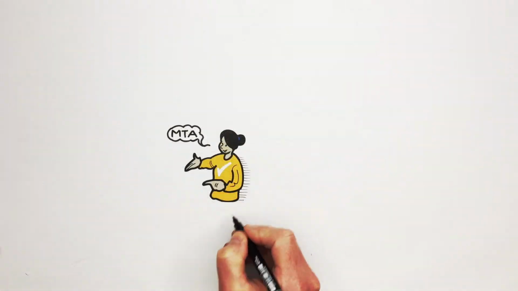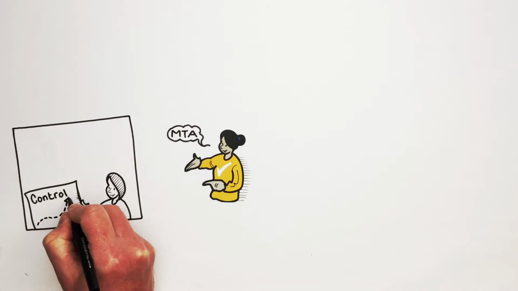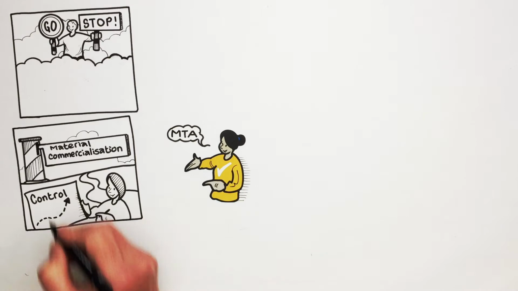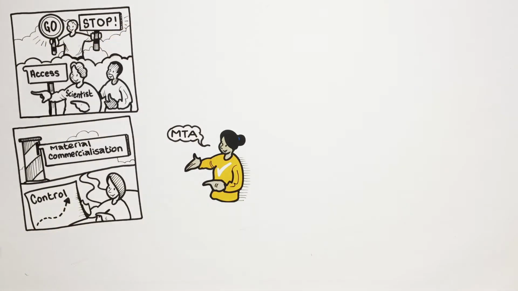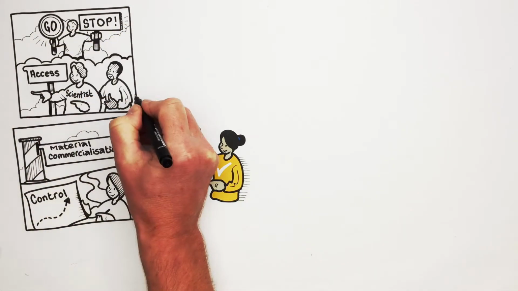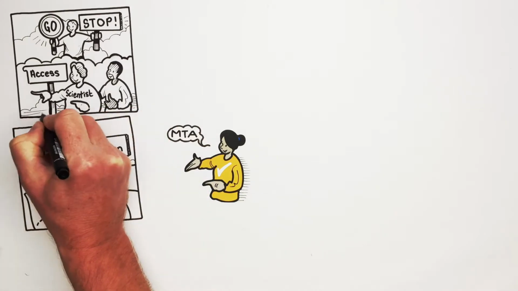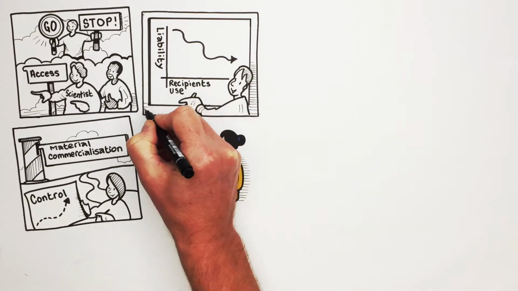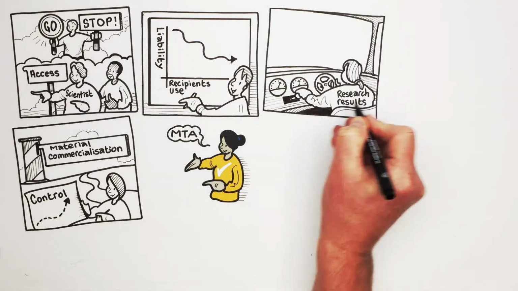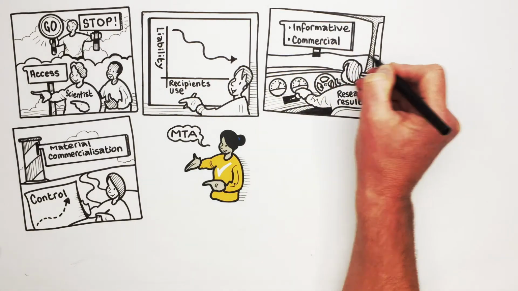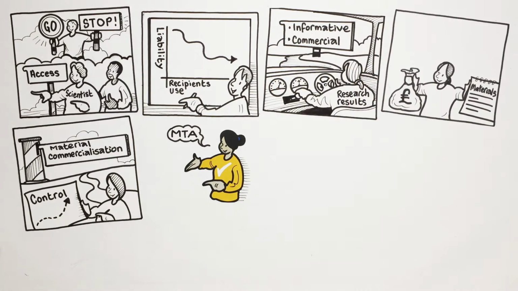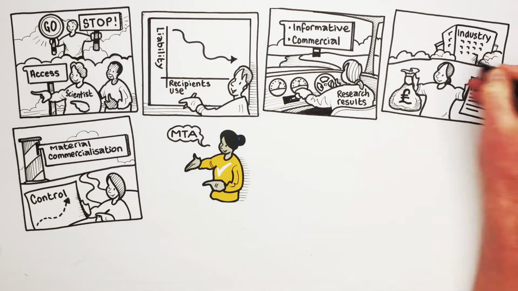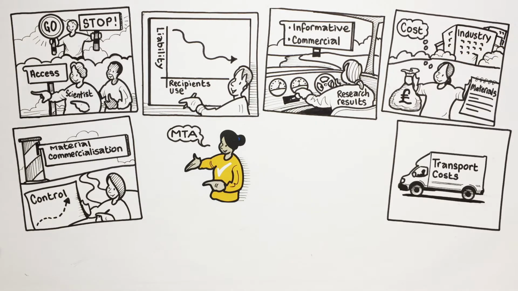An MTA can include control over the distribution of a material, including putting restrictions in place for material commercialisation, restrictions so that only named recipient scientists in specific laboratories or people under supervision of the named scientist can access the material, provisions to reduce the liability of a recipient's use of the material, control over the research results using the material for both informative purposes and commercial exploitation, and payment for the material. For example, the university can charge other parties such as industry for the cost of the material, and transport costs.